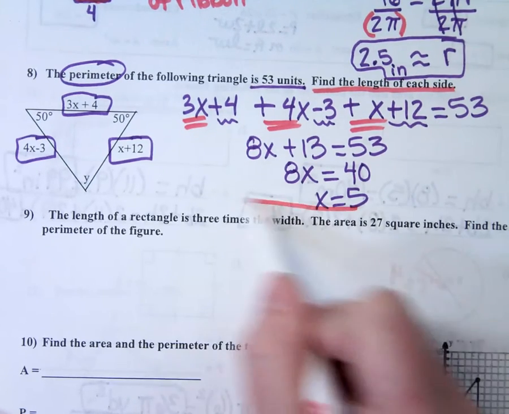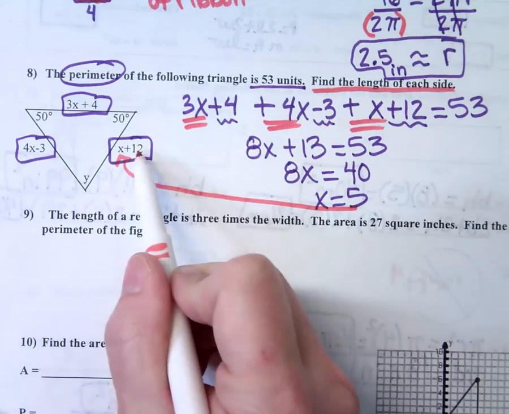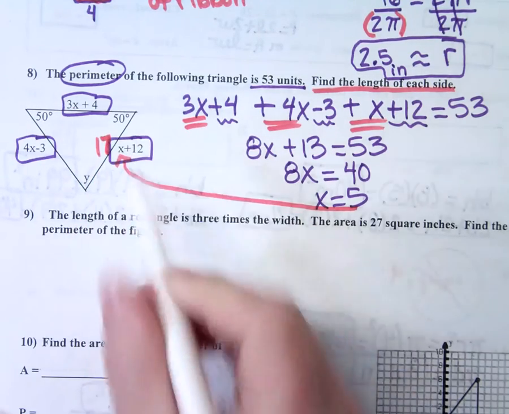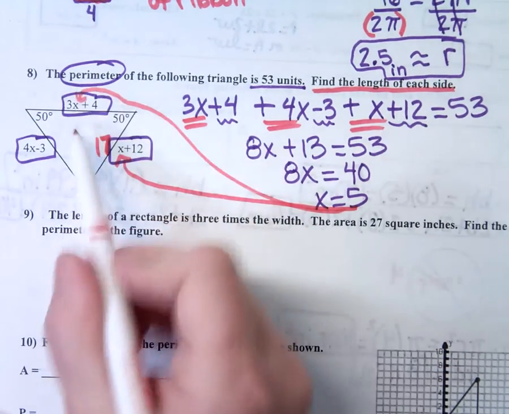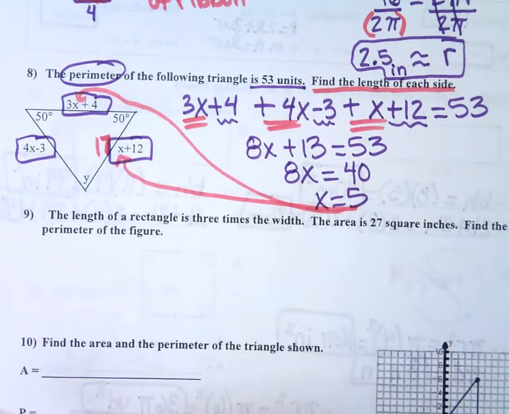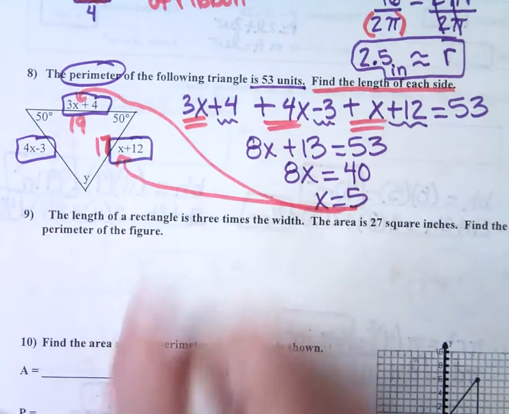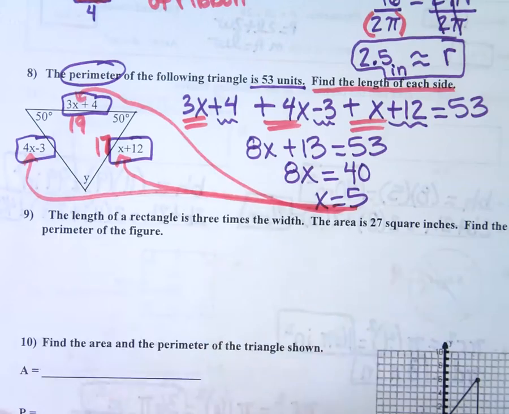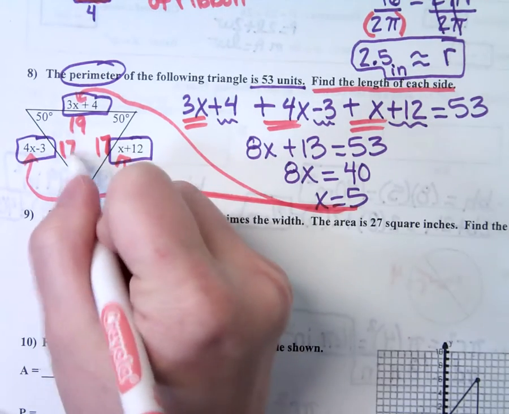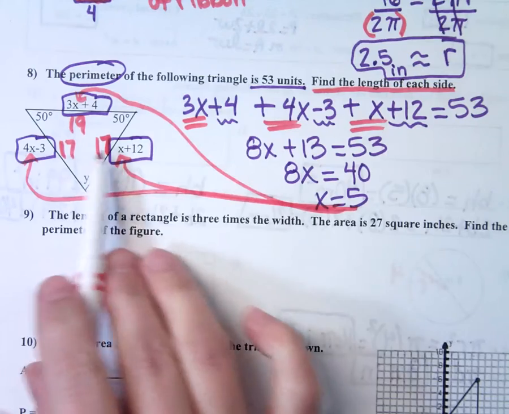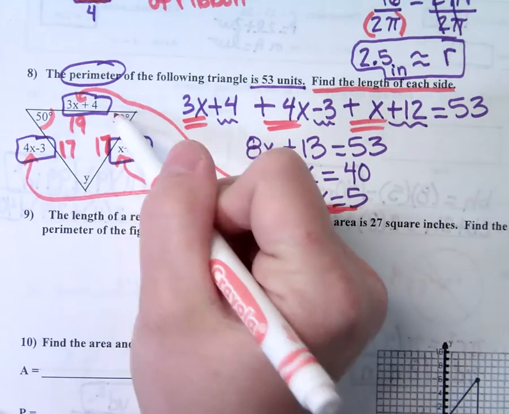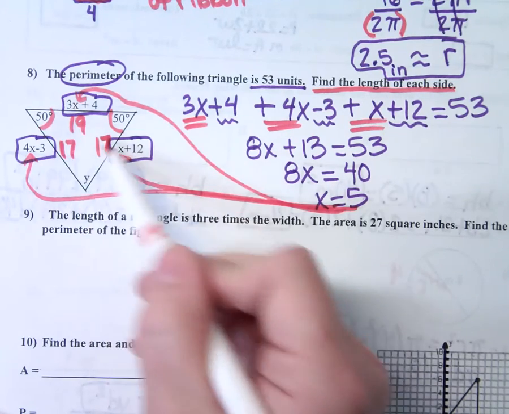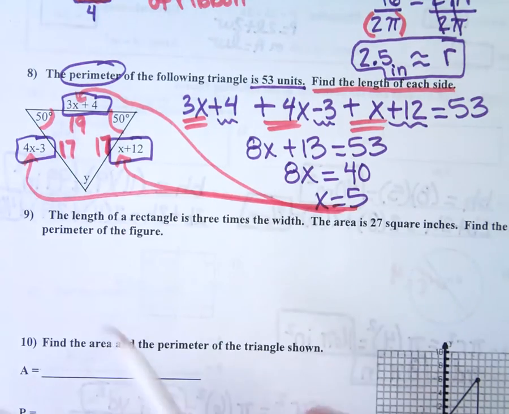So it's plug-in time. If I plug 5 into this x, what's 5 plus 12? 17. So this side is 17. If I plug my 5 into this x, 3 times 5 plus 4, 19. And if I plug 5 into this x, 4 times 5 minus 3, 17. And it shouldn't be too surprising that these two sides are the same length, because these two angles are the same measure, and I know that if those are the same angles, the sides across from them are congruent. So this is an isosceles triangle here.